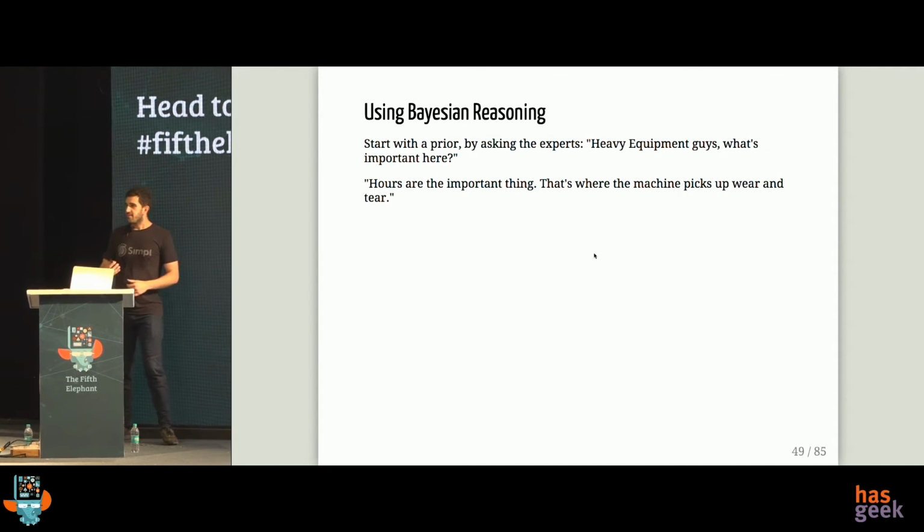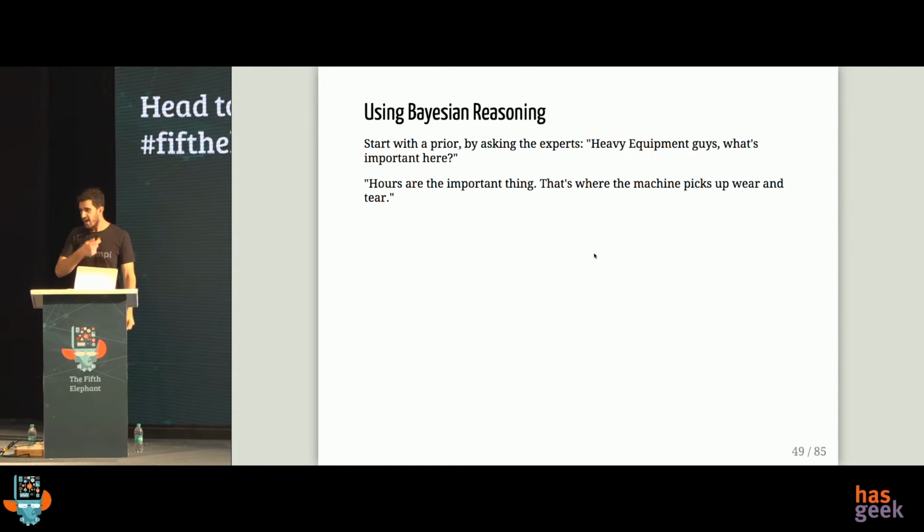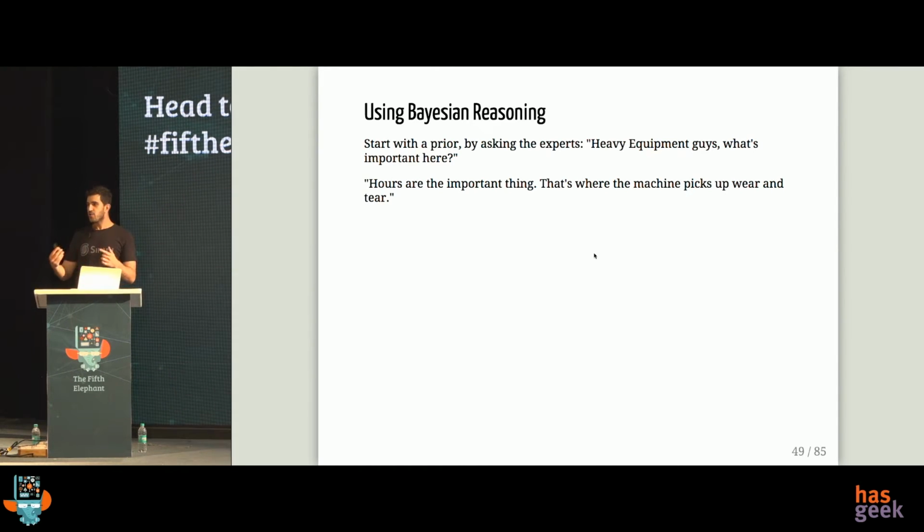Using Bayesian reasoning, we can essentially minimize this issue. The company I'm advising, Heavy Equipment Research, I asked them, what matters more, age or hours? And he's like, oh, hours. That's where you get wear and tear. Who cares if it's a 3-year-old machine? As long as it's still in working order, it doesn't matter. But hours are where you actually do damage to the machine.